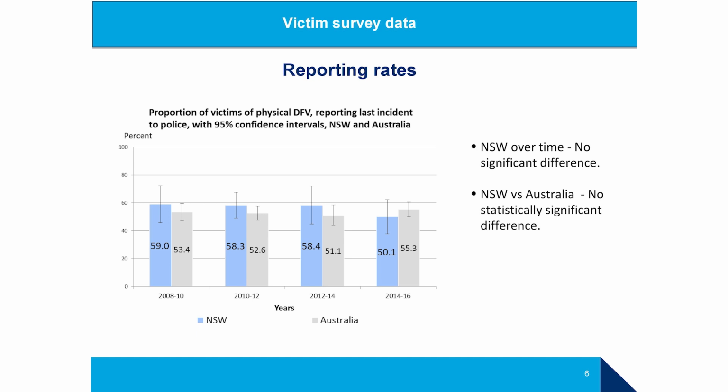Again, when we compare it to Australia overall, New South Wales was no different, statistically speaking, to the rates for Australia. So that's another encouraging finding, that the decreasing reported crime rates don't seem to be a reflection of changes in reporting rates, but maybe actually a change in actual incidents.